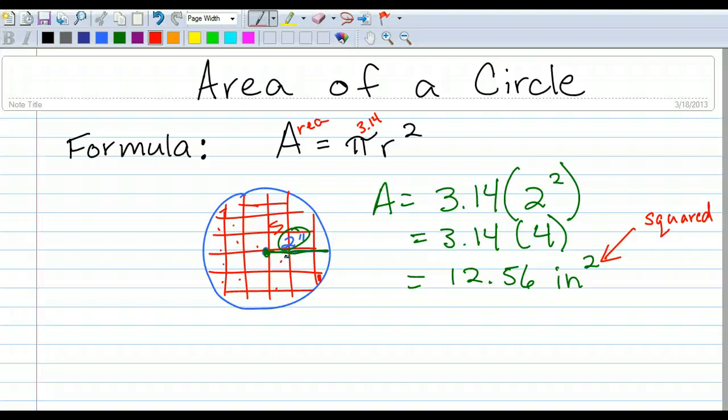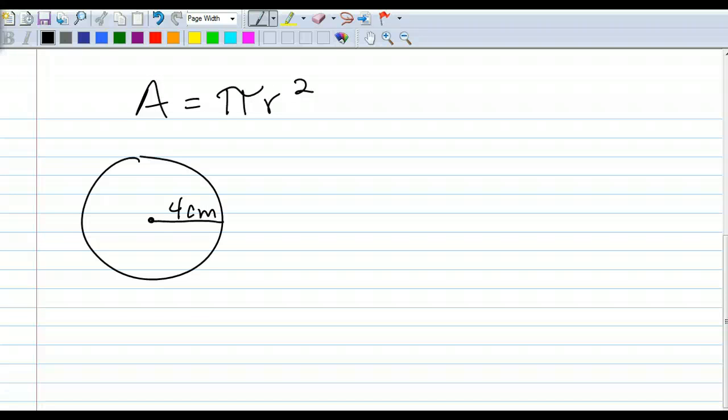All right, and all you have to do is plug in the formula. Let's try another one. Okay, here is another circle. The area is pi r squared. So we work this out by saying the area is equal to pi, which is 3.14, times the r, which stands for the radius. The radius is 4 centimeters, so it's 4 squared. And that's not 4 times 2, it's 4 times 4.